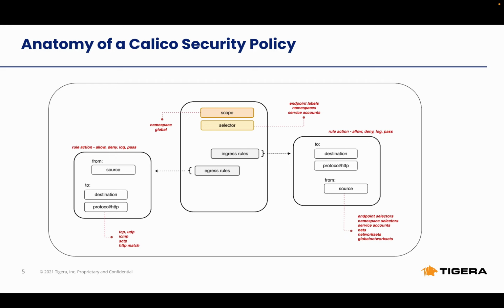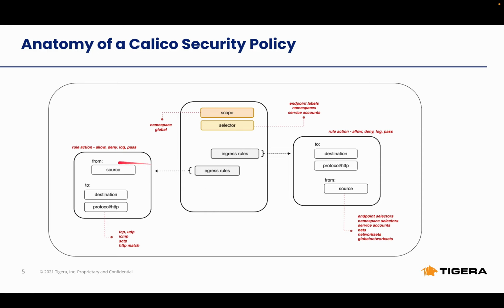Now, a rule can have several actions. For this series, we're going to focus just on the allow and deny actions. Similar to ingress rules, we also have egress rules, and you use egress rules to permit traffic from the selected endpoints. So ingress rules are used to permit traffic to the selected endpoints, and egress rules are used to permit traffic from the selected endpoints.